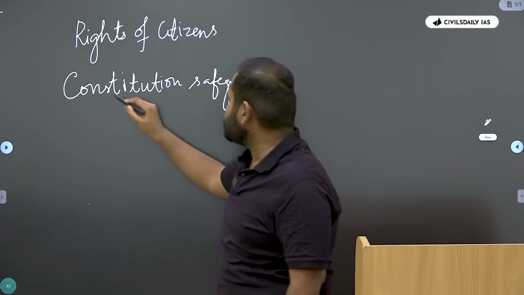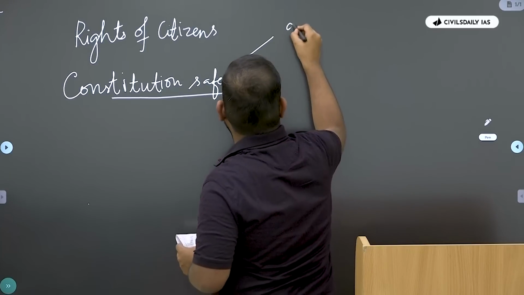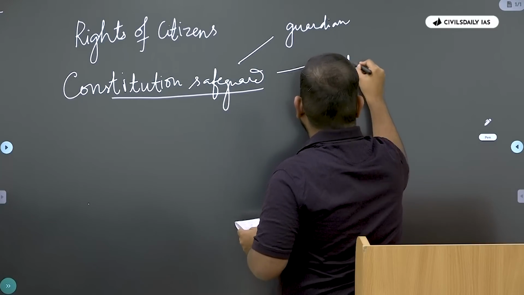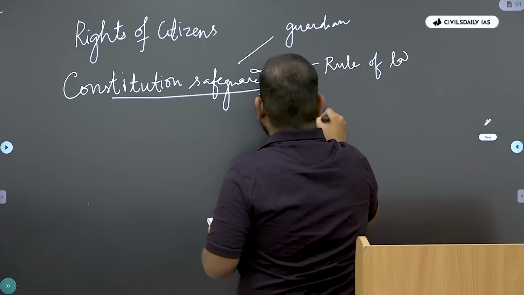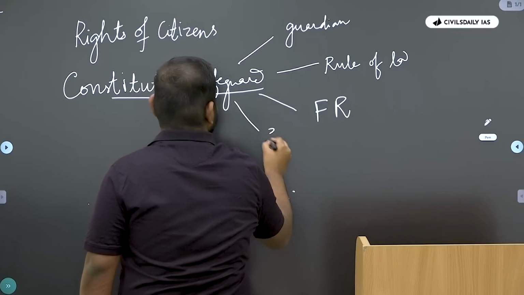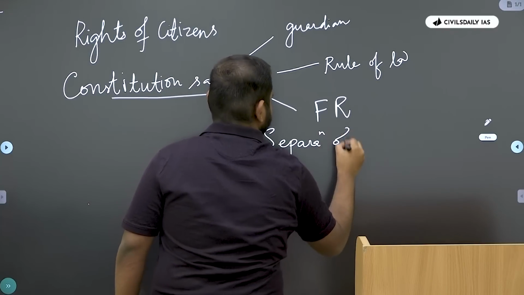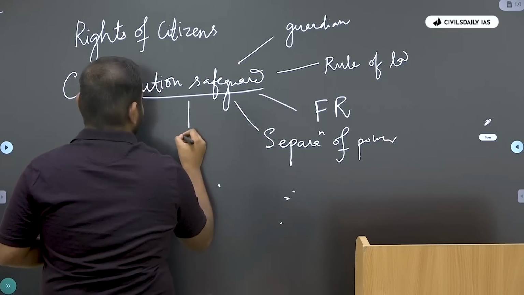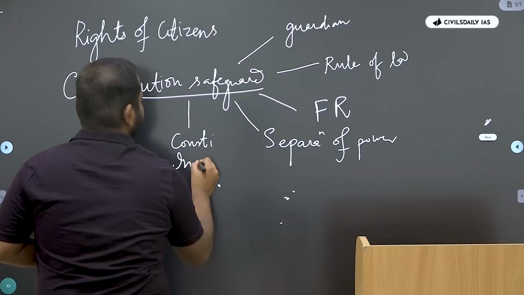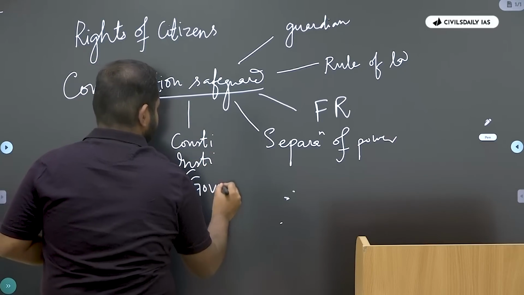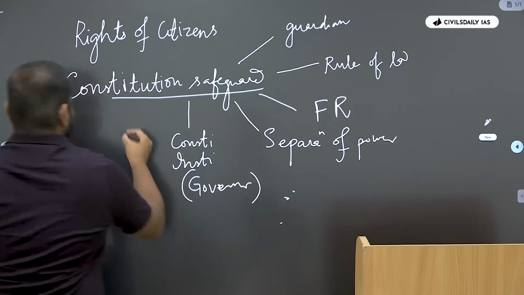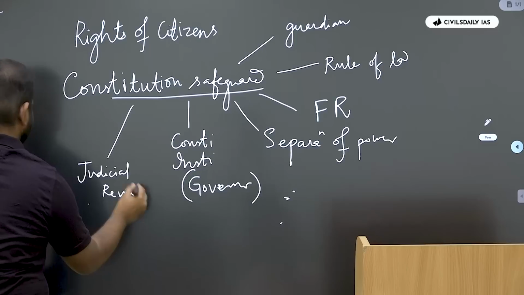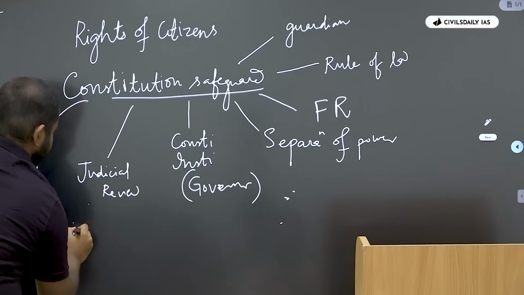Indian judiciary. When you talk about constitutional safeguards, I have this forms as a guardian of the constitution. I have rule of law. I have fundamental rights, as you guys mentioned. Then what are the other tenets? I have separation of power. I have institutions, as in constitutional institutions, example, governor. Judicial review. Reinterpretation of the constitution.